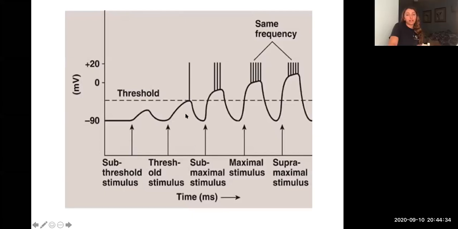What this next slide is talking about is thresholds, up here at negative 55 millivolts. This is a stimulus, but it's not enough to reach threshold. This one is a threshold stimulus, so it does reach threshold and it creates an action potential. This one is a bigger stimulus, but as you can see the frequency is more, but the size of them is not bigger just because it's a bigger stimulus.